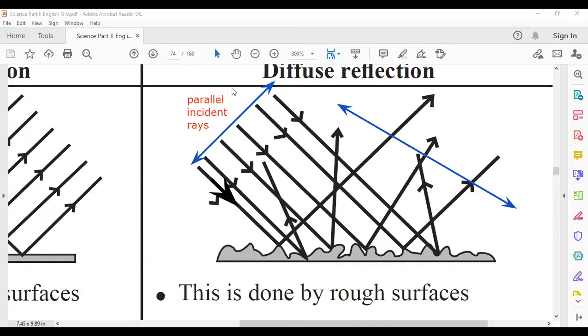Another one more thing you have to mark here. What kind of surface is this? Is it a smooth one or a rough one? So mark the rough surface there.